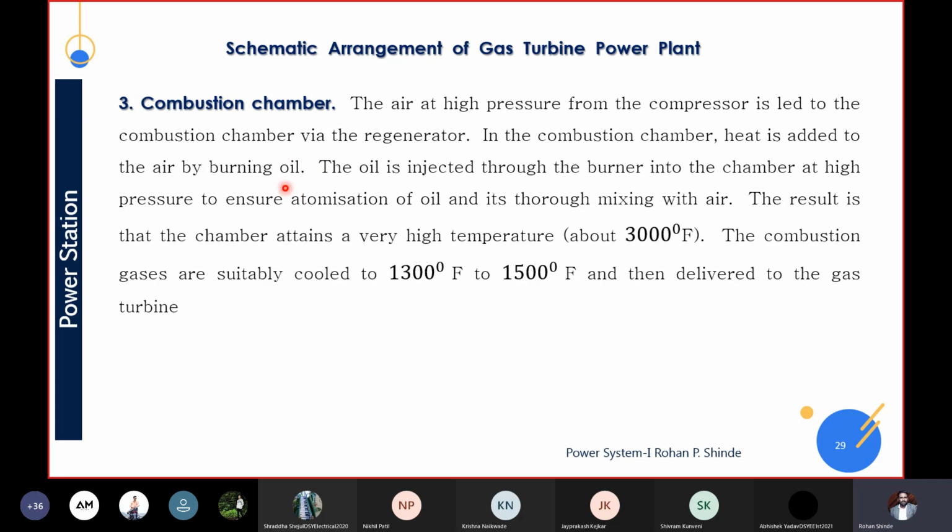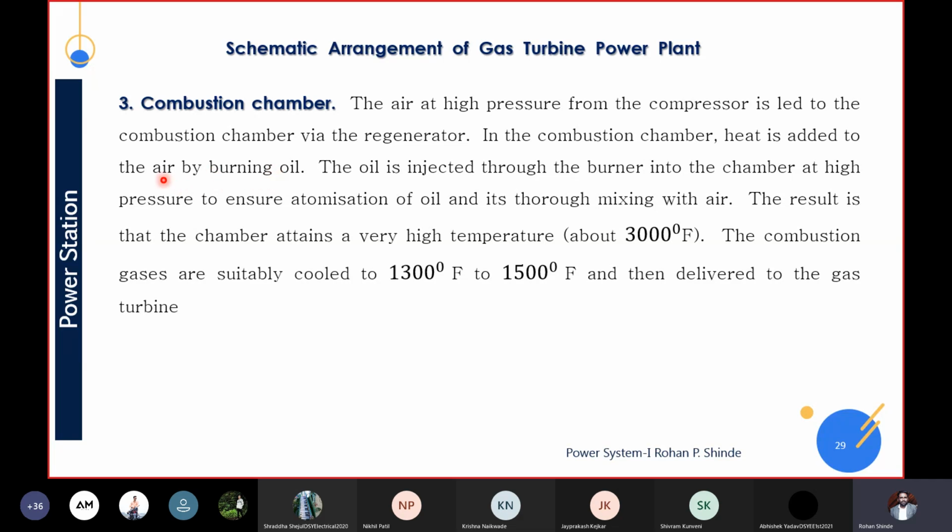Now see here how we can provide heat to air by burning the oil, so that these types of power plants are called gas power plants or oil based power plants. Because the burning fuel is oil. So instead of gas we can say that this is also an oil power plant. Now see here, the burning oil will be there.